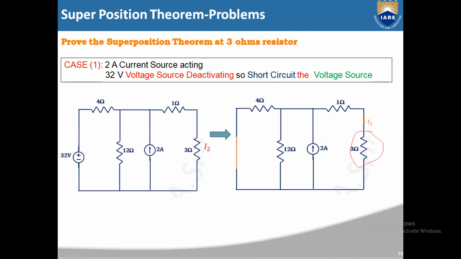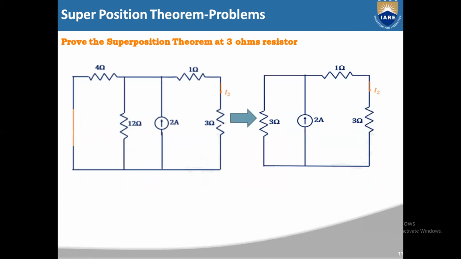See, we can delete the 12 ohms resistor. 12 ohms and 4 ohms are in parallel, no? Parallel, yes, sir. So that value will be 3 ohms. You understand? This and this are parallel, the value will be 3 ohms. Up to here do you understand?